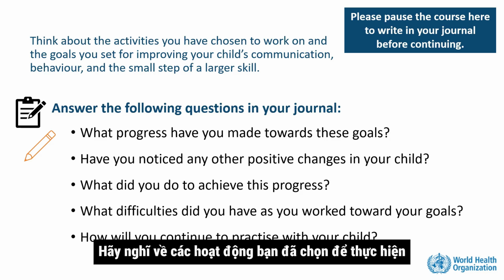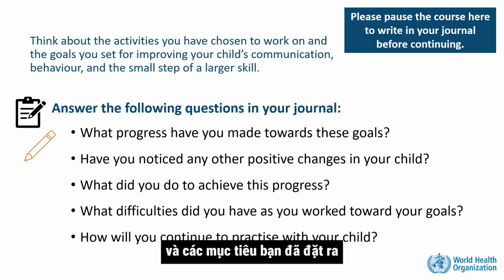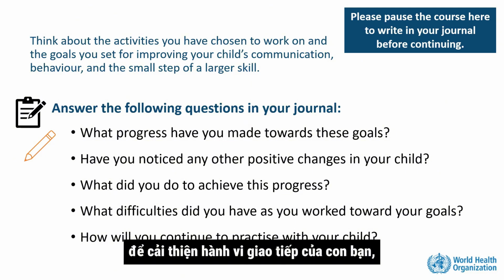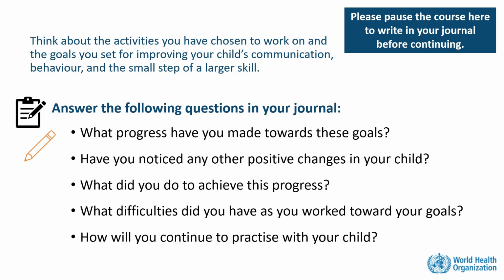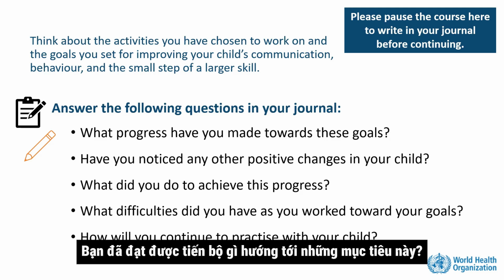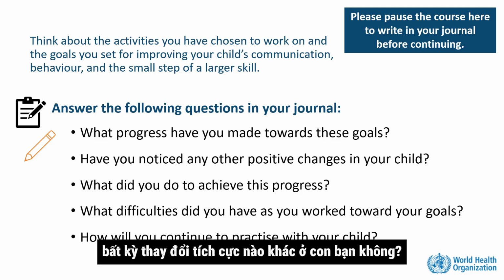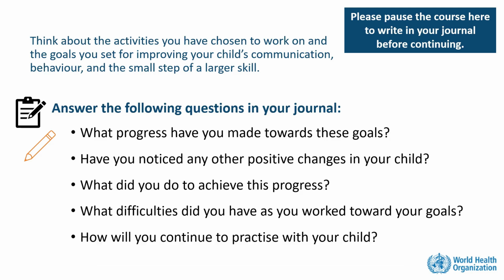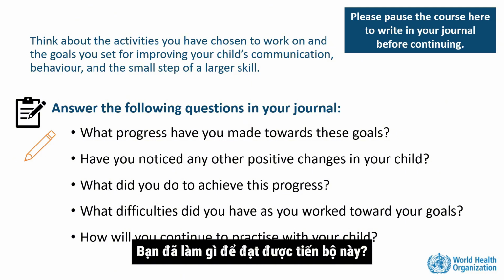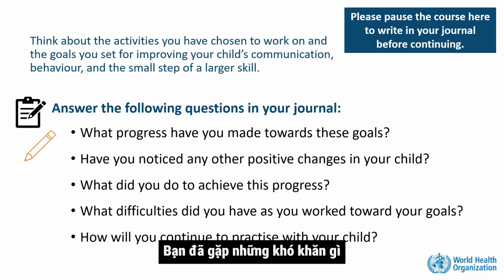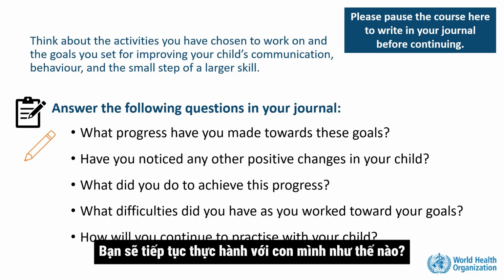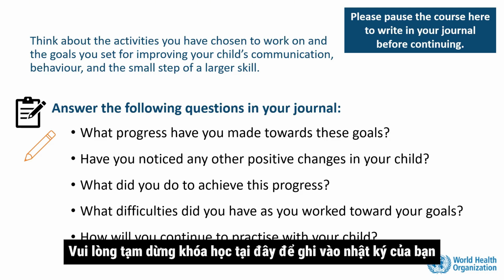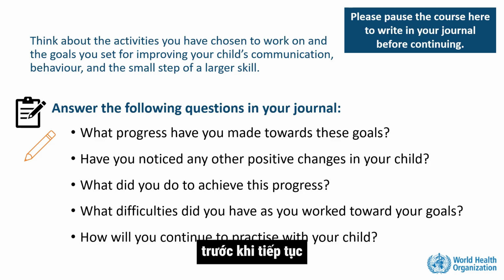Think about the activities you have chosen to work on and the goals you set for improving your child's communication, behavior, and the small step of a larger skill. Answer the following questions in your journal. What progress have you made towards these goals? Have you noticed any other positive changes in your child? What did you do to achieve this progress? What difficulties did you have as you worked towards your goals? How will you continue to practice with your child? Please pause the course here to write in your journal before continuing.